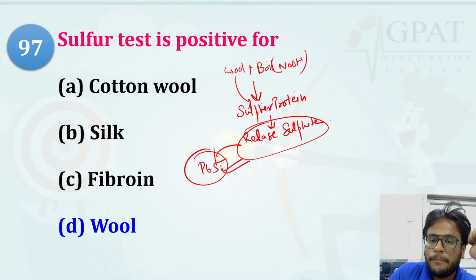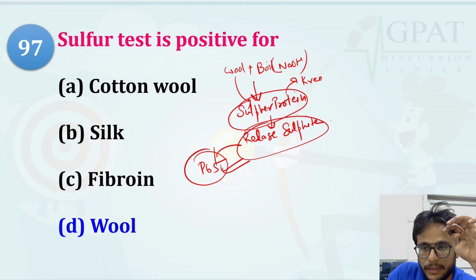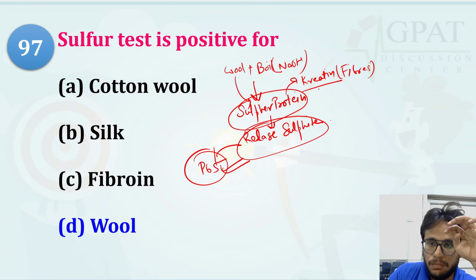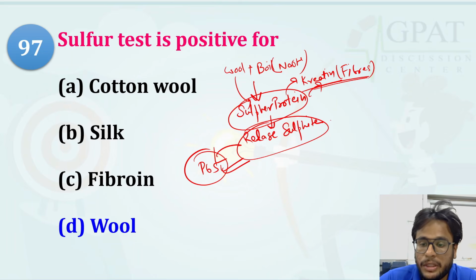Okay, so as wool is a kind of fiber, keratin is the main component of that fiber. So sulfur protein is mainly present in the keratin. These are the other related information that can also be important for you guys.